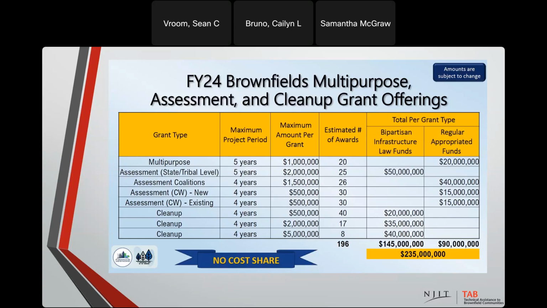The other thing to mention that's really important here is that with the grants that require, like multi-purpose grants as well as cleanup, there is no cost share. They've all been waived for these grants because of the high amount of monies. I guess it was anticipated by EPA that most entities would not be able to meet that cost share percentage, so they've waived it, which is awesome.